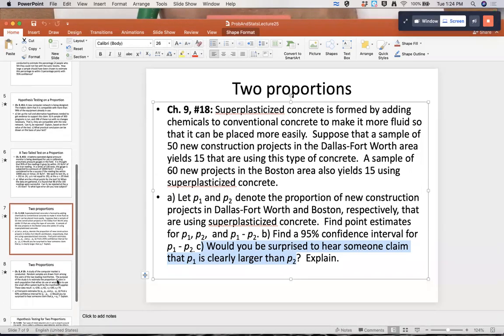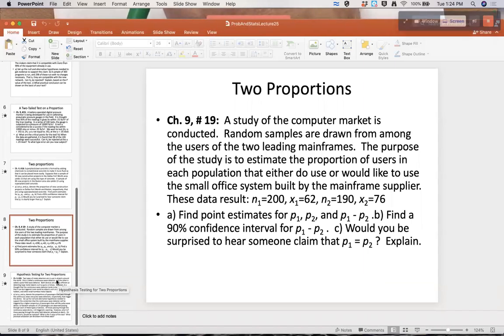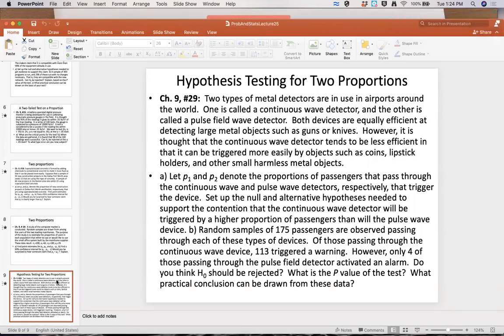Final conic problem to do is comparing two proportions with hypothesis testing. We don't have the time to go through the calculations completely, but let's get things set up and talk about what you should do.